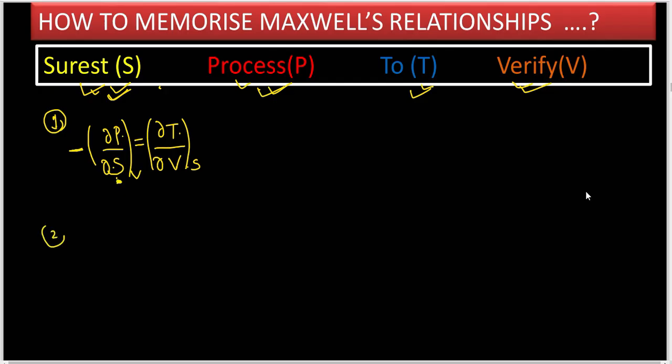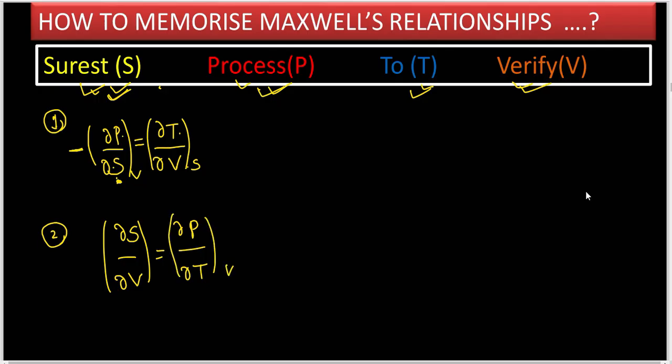In the second equation, start from the next upper position. So this is surest process to verify, clockwise. One position is shifted. Put del S, del, put brackets, done. Second: where there is T, make it V, and where there is V, make it T. This is the second equation.